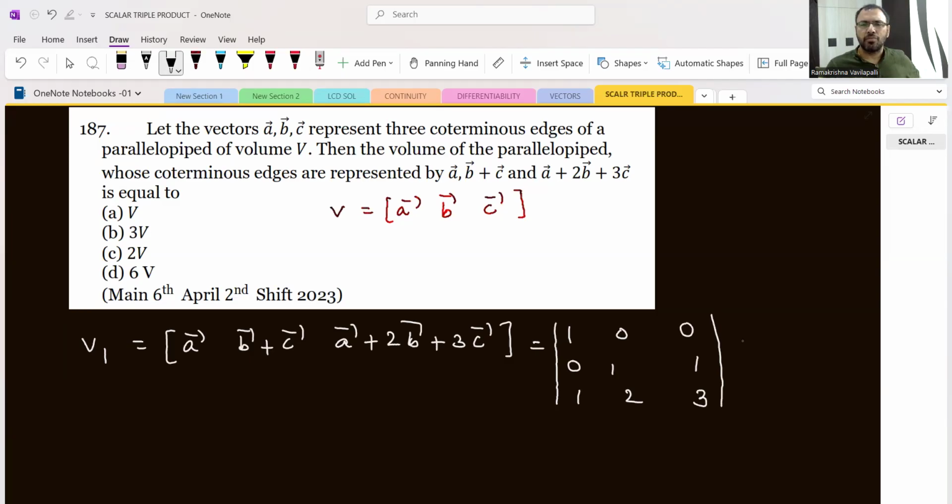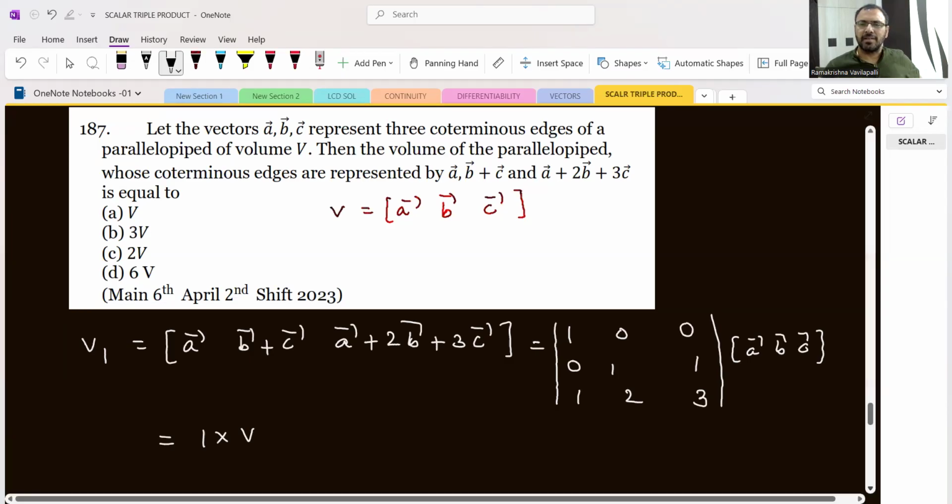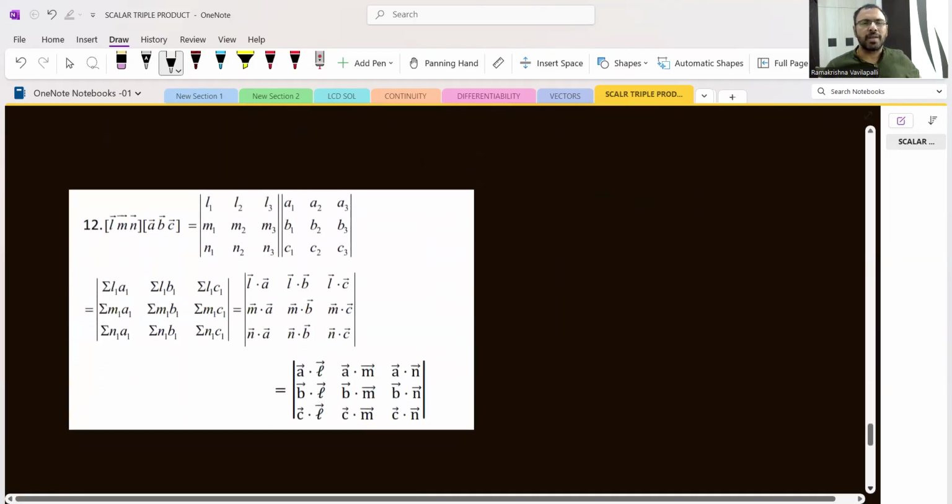Now into box ABC. You can solve it in just 1 minute. This is equal to 3 minus 2, that is 1, into V. Question is finished. Like this, you try to practice the remaining.